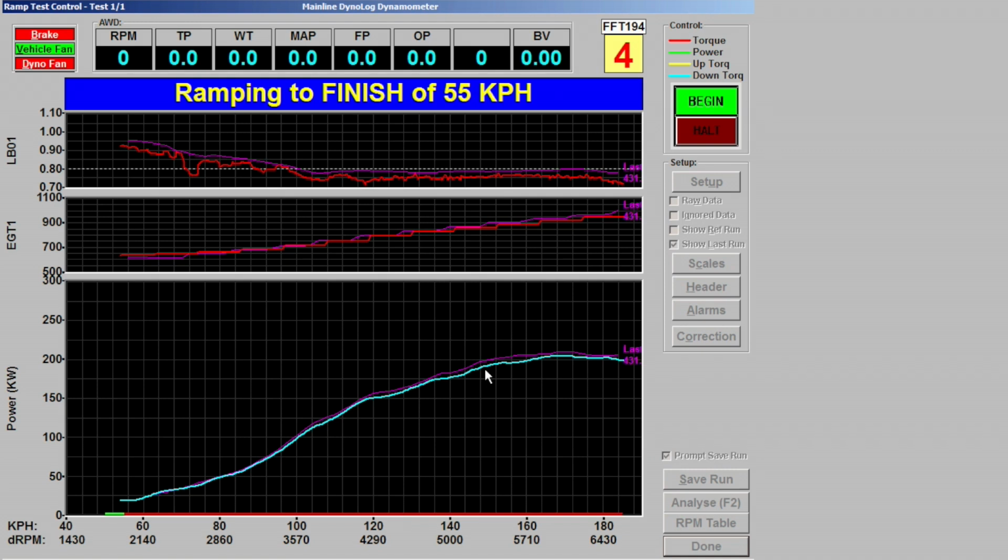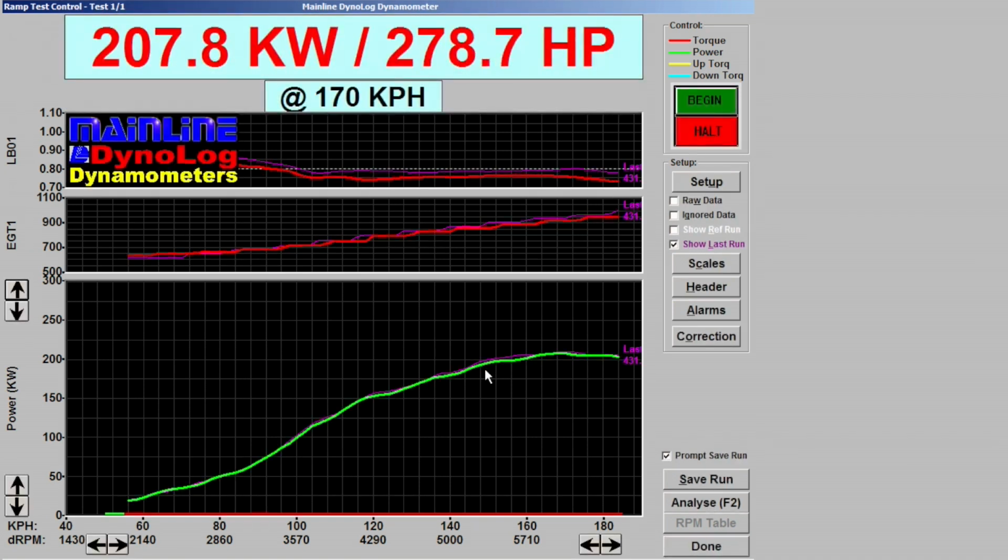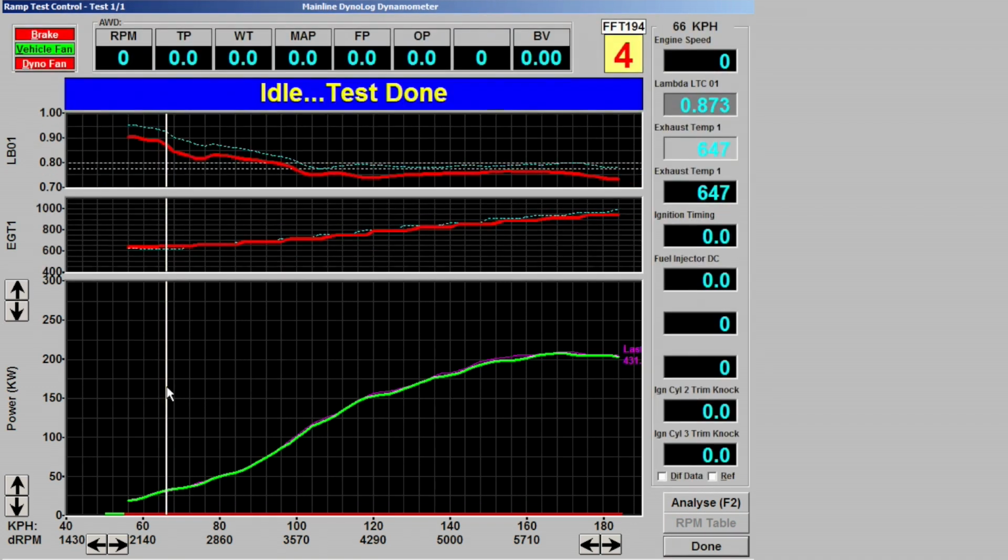Okay, that's our second run complete there with our richer air-fuel ratio. So let's have a look at the results we got. For a start we can see our power is almost identical. We've got 207.8 kilowatts or 278.7 horsepower. You can see that the original run is still displayed in purple, and our second run with the richer air-fuel ratio is overlaid almost directly on top of that.